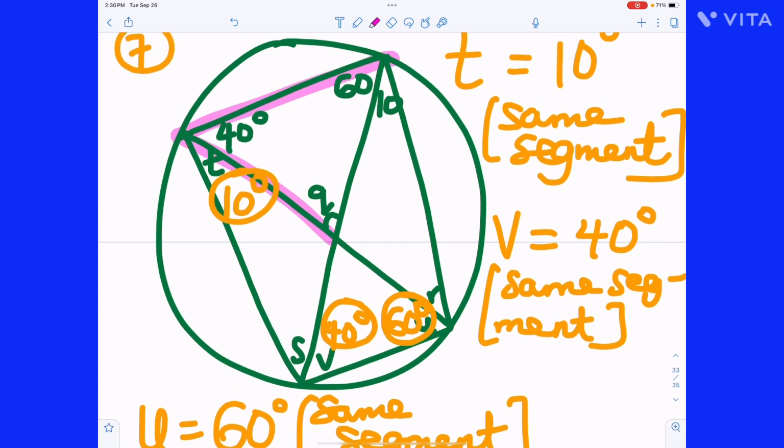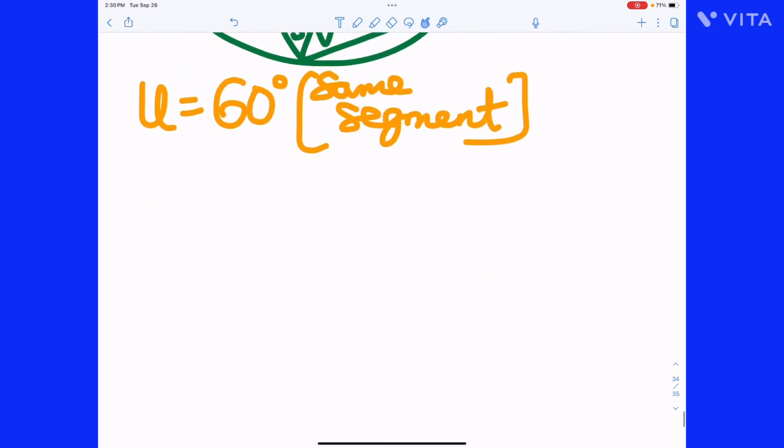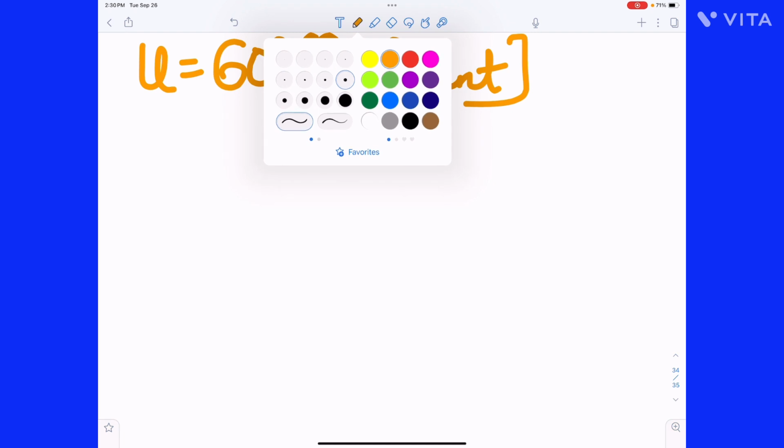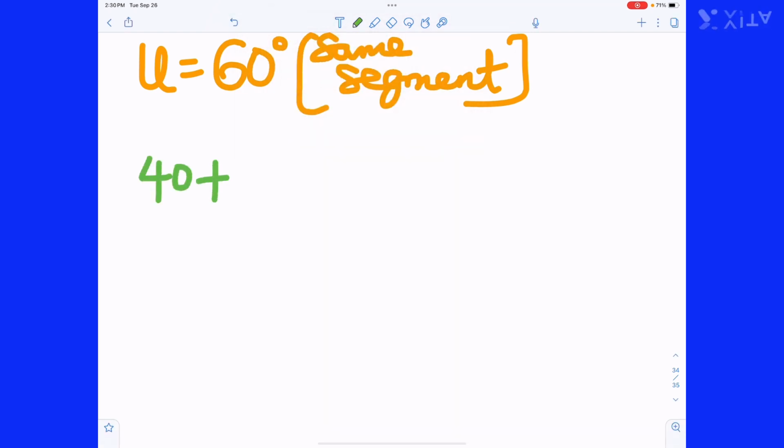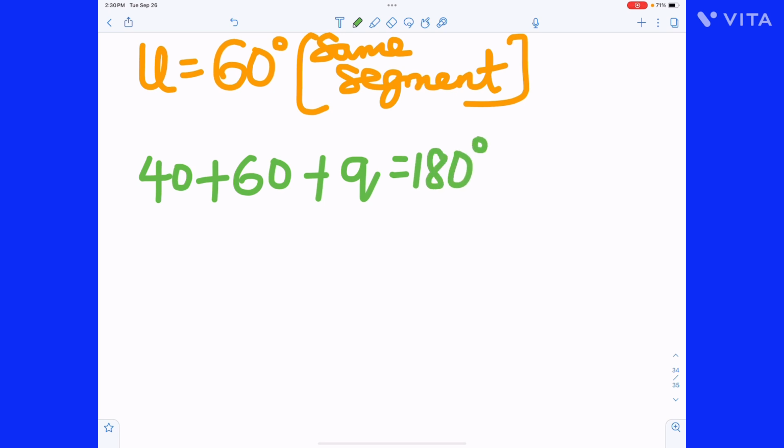This is a triangle. You understand? 40, 60, and Q are the three angles of a triangle. So that means that 40 plus 60 plus Q is what? 180 degrees. The reason is that they are angles in a triangle.